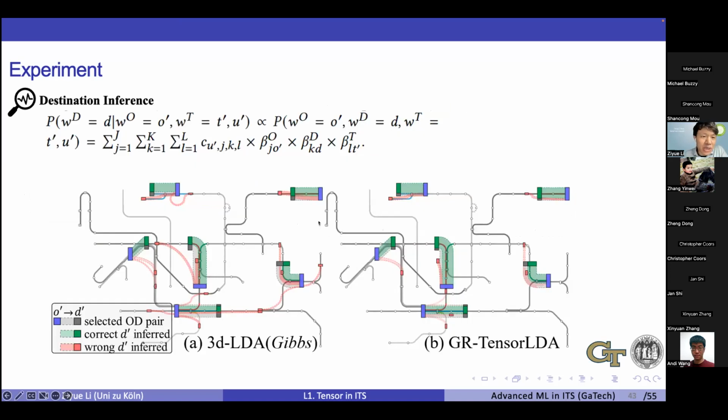We can also do some destination inference because we calculate all those probabilities. So we can calculate, given O and T, the probability of going to each destination. So we can do destination inference, and you can see that given O, this is the right D it should go to. So our method makes fewer mistakes than the other methods.